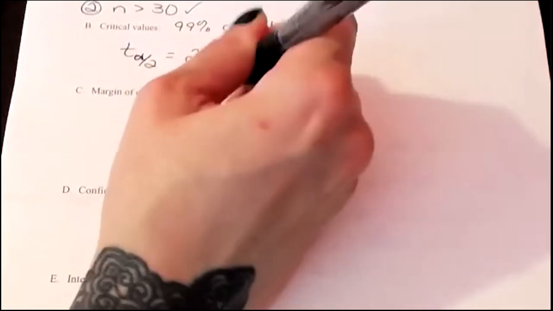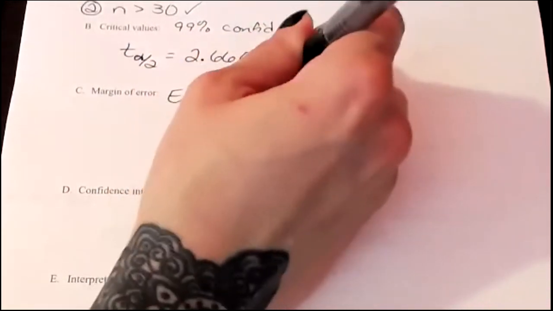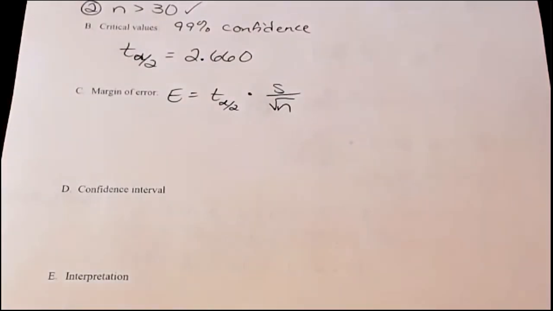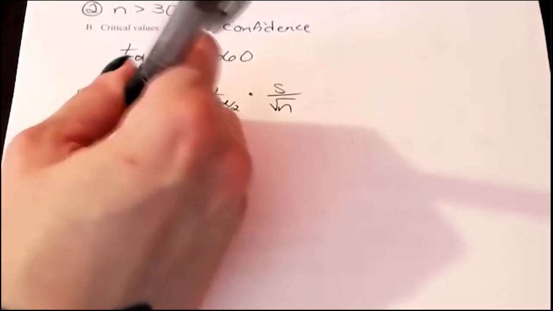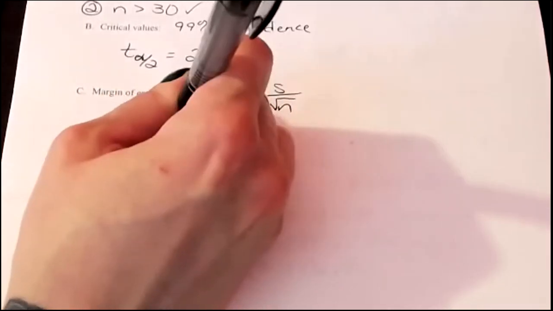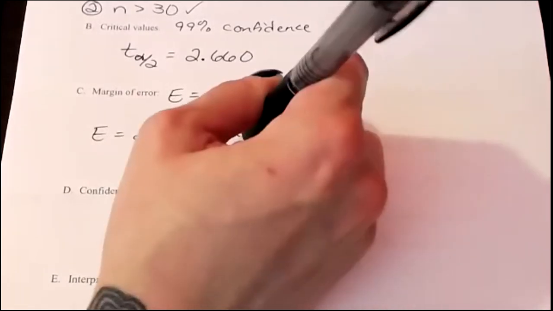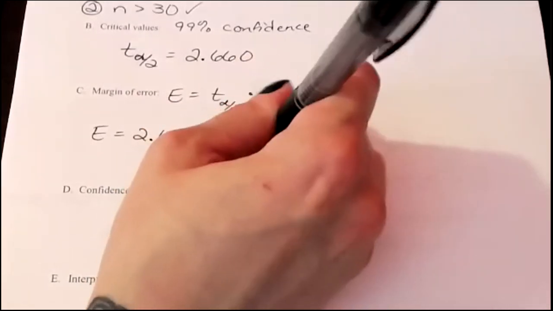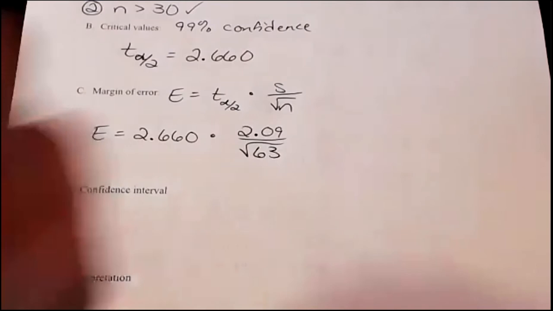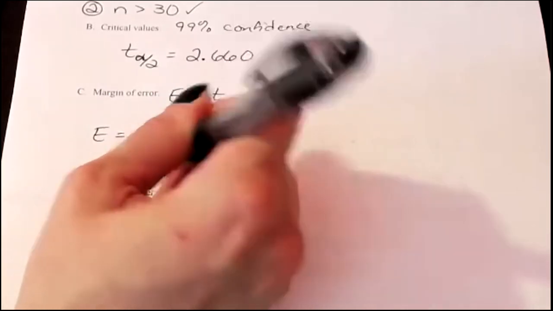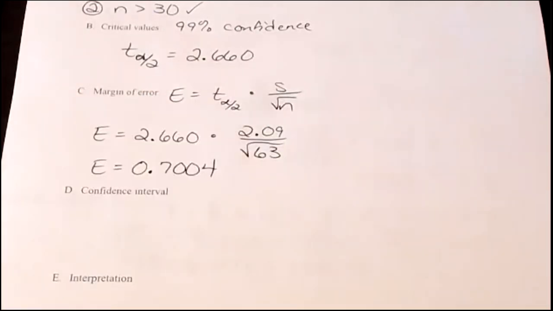Next, we want to figure out the margin of error. Again, our formula is to take that critical value and multiply it by the sample standard deviation divided by the square root of n. When you plugged in your values, you had 2.660 times 2.09 divided by the square root of n, which is 63. When you punch this into your calculator, you should have had, to 4 places after the decimal, 0.7004.